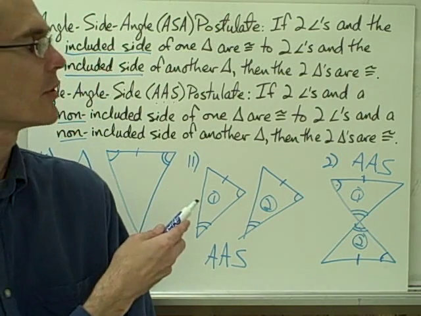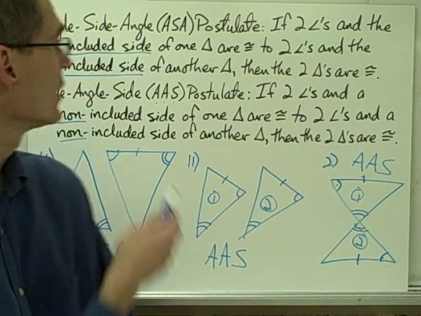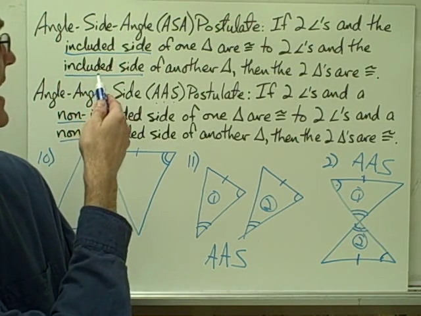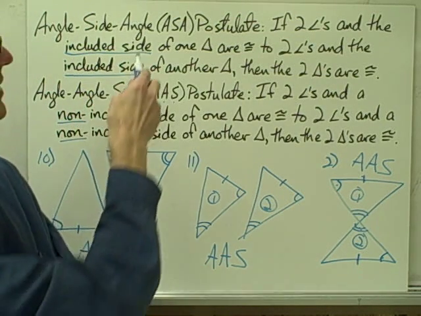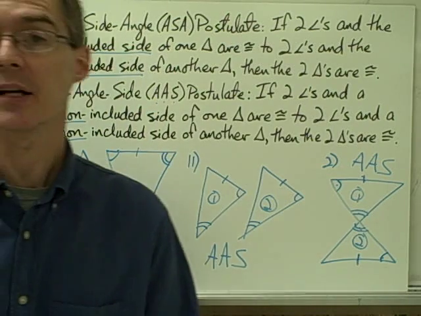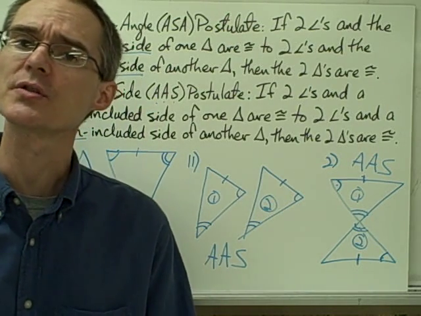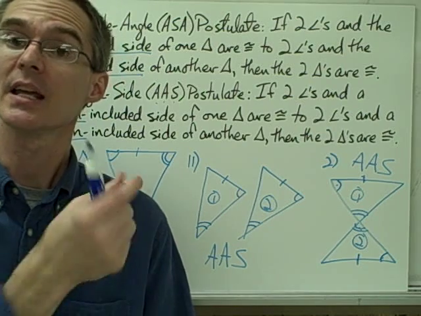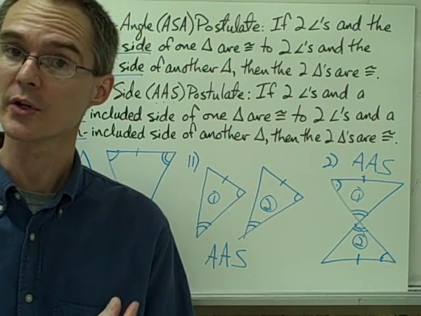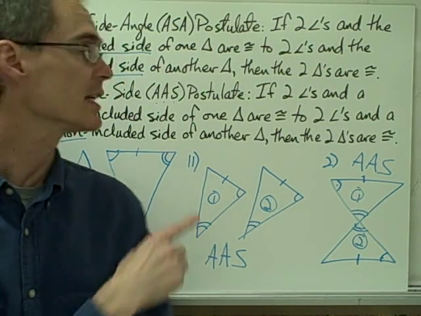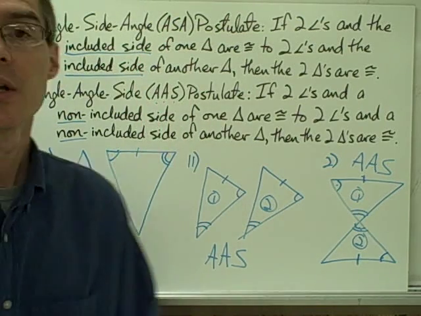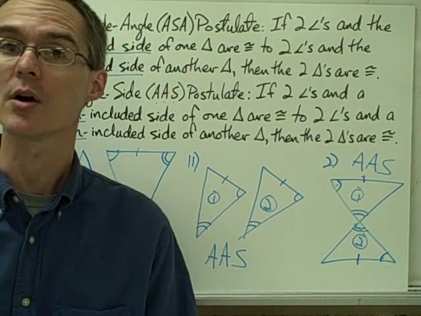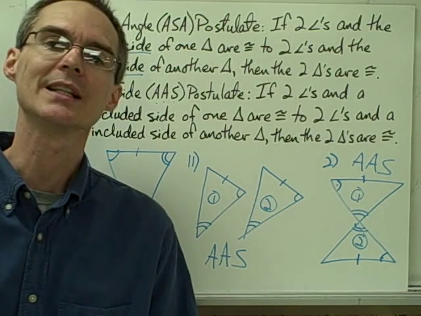Now, you have several other examples in your notes using both the side, side, side and the side, angle, side, as well as angle, side, angle, and angle, angle, side. I want you to try the rest of those examples, see if you can determine if each pair of triangles is congruent or not, and if they are congruent, I want you to list which of the postulates allows you to say that those two triangles are congruent. And we'll take a look at those in class tomorrow.